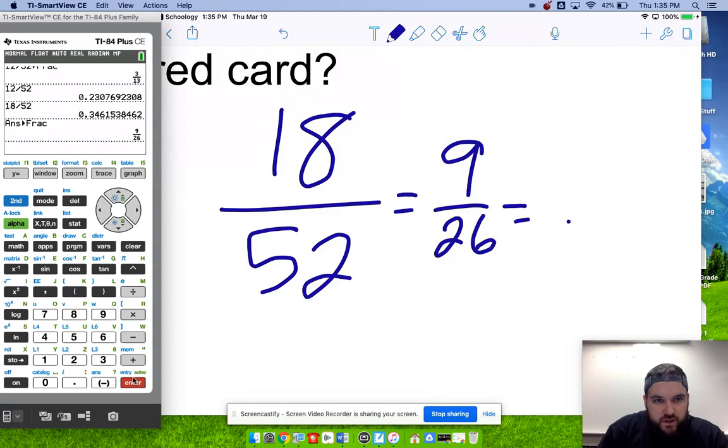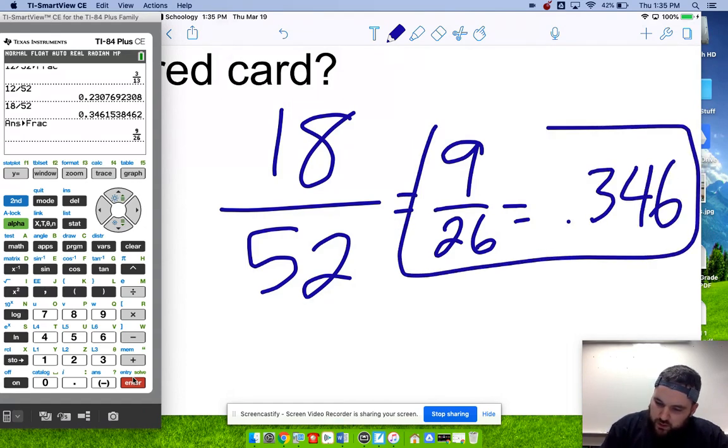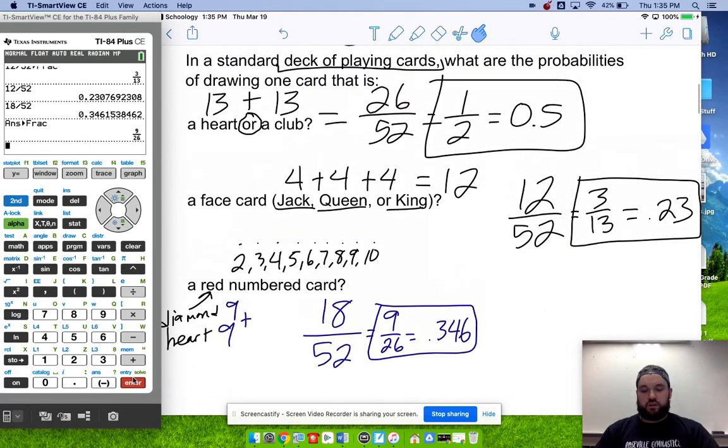So 18 out of 52 as a reduced fraction is 9 out of 26, or as a decimal is about 0.346. Okay, so these are all theoretical probabilities, not experimental.